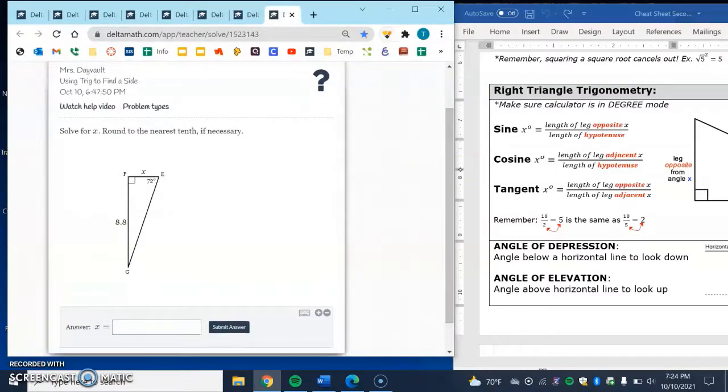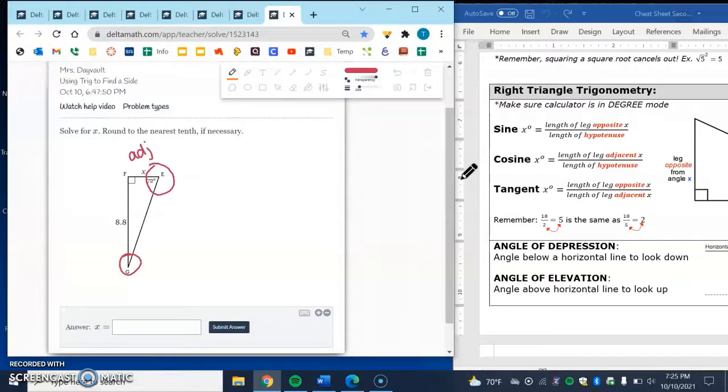Solve for x, and the reference angle is 72 degrees here. All right, let's figure out which ratio we're going to use here. The 72 degrees, I have this x and this 8.8. First of all, this x, is that the opposite leg, adjacent leg, or hypotenuse? This is the adjacent leg. It's not the hypotenuse, but it is touching our reference angle. And by the way, if this was our reference angle, it would not be adjacent, right? So it all depends on the reference angle.